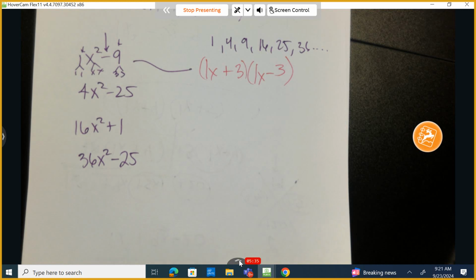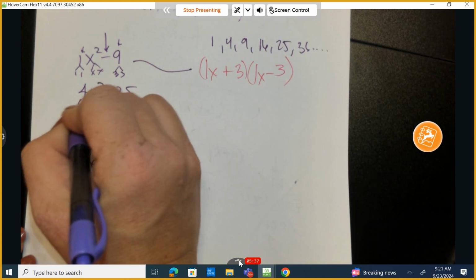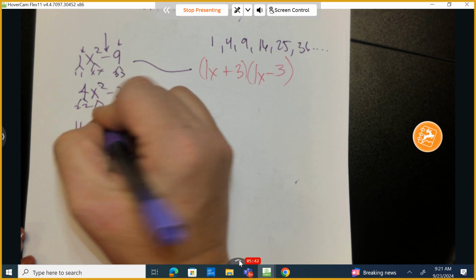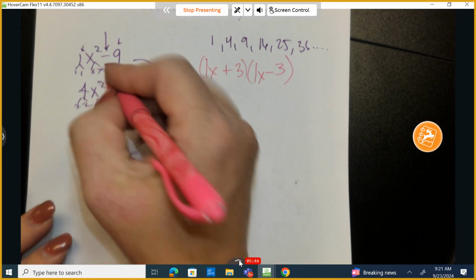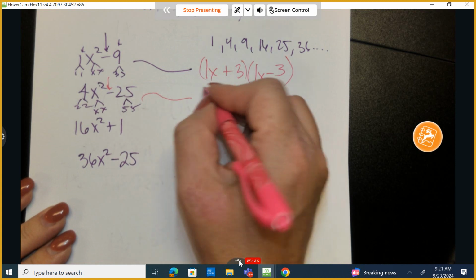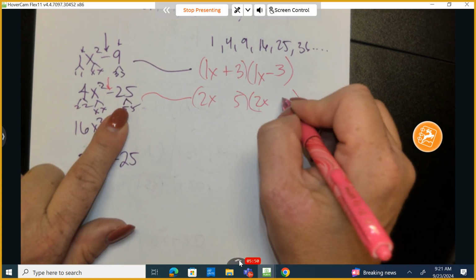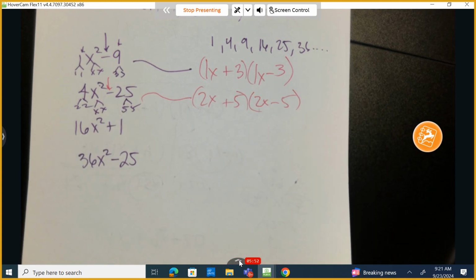Algebra 1, 2. Here we go. 4 is a perfect square. 25 is a perfect square. This splits into x and x. And because I have subtraction, you can't move forward if you don't have subtraction, 2 x's come from the front, 5's come from the back, 1 is positive, 1 is negative.